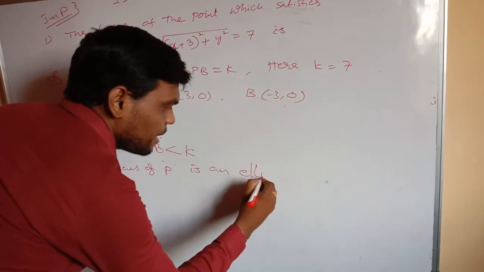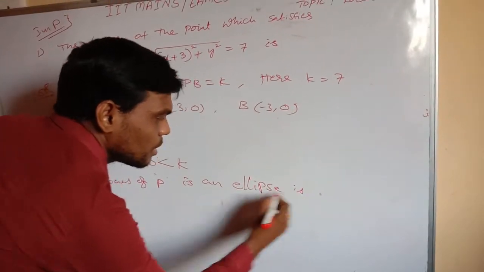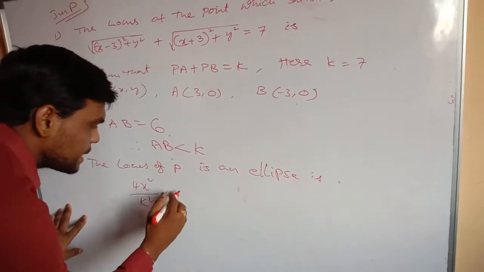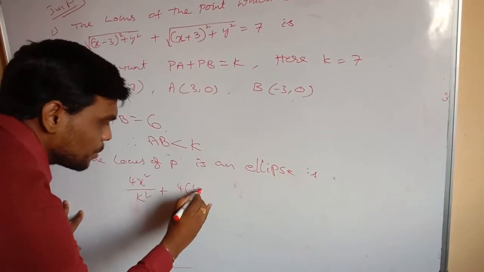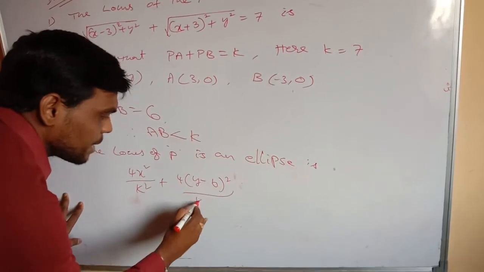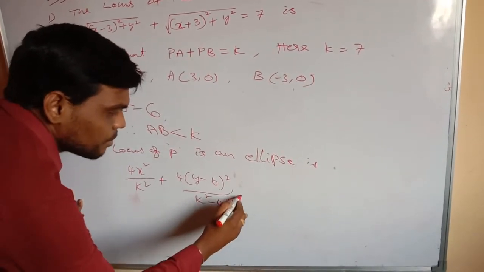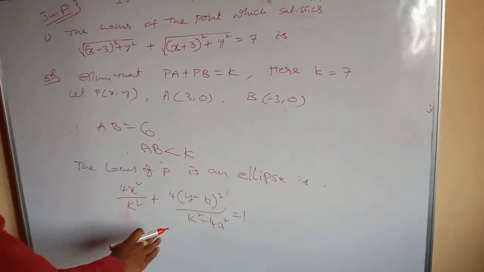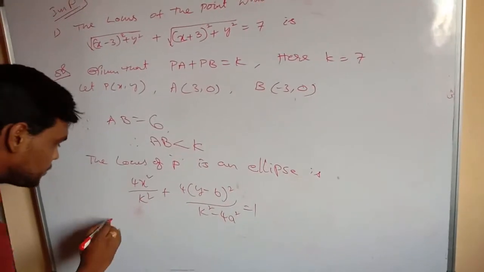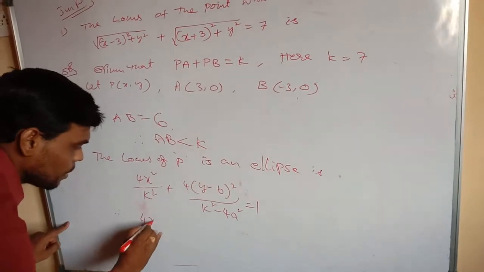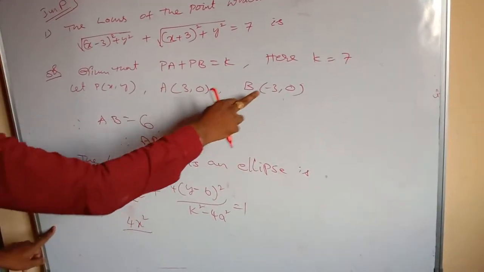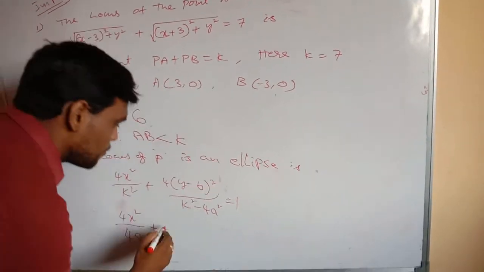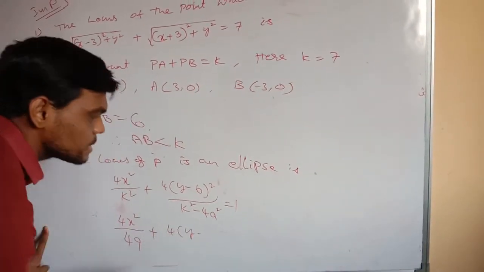The locus of P is an ellipse: 4x² by k² plus 4(y − b)² by (k² − 4a²) is equal to 1. Now substituting these values, we get the required answer. Therefore, 4x² by k², here k is equal to 7 and k² is equal to 49, plus 4(y − b)².